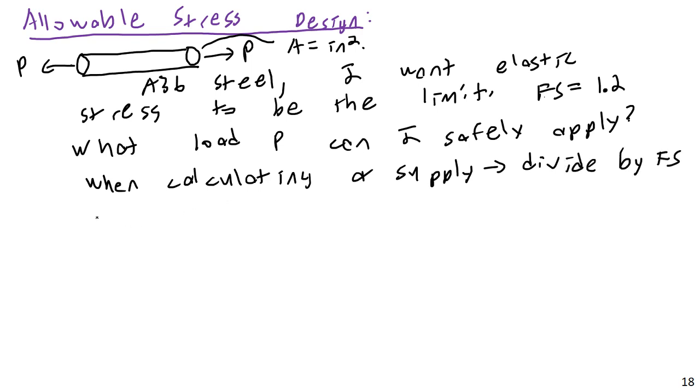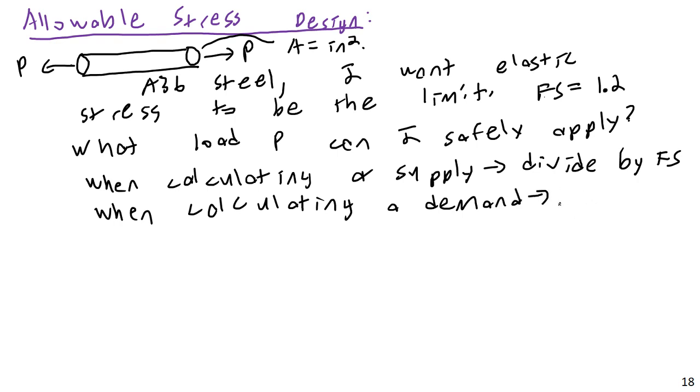When calculating a demand, we multiply by the factor of safety. A demand, a load, for example, or a required stress, we multiply by factor of safety. These two things are essentially the same.